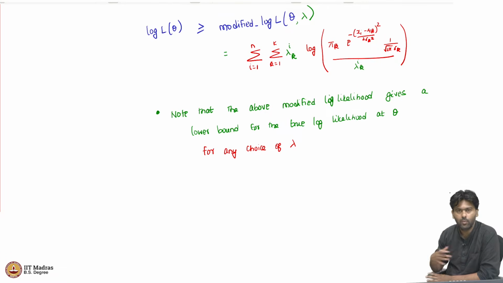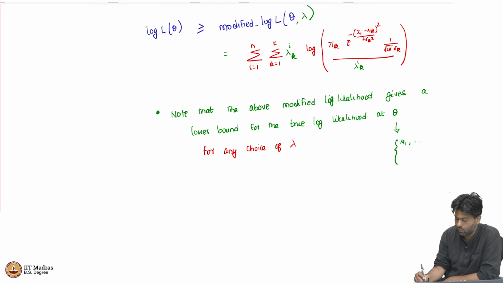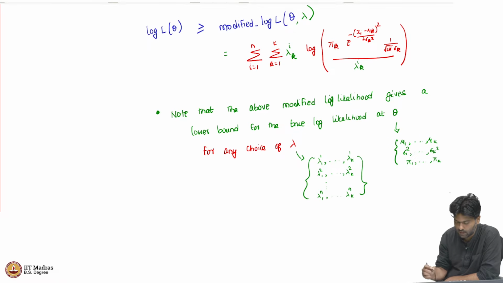right. Jensen's holds no matter what your lambda is, as long as lambdas sum to 1 and are between 0 and 1. Just to be clear, when I say theta, I mean mu 1 to mu k, sigma 1 squared to sigma k squared, pi 1 to pi k. When I say lambda, I mean lambda 1 1 to lambda 1 k, lambda 2 1 to lambda 2 k, up to lambda n 1 to lambda n k. That is what I mean by saying we are introducing this extra parameter lambda.